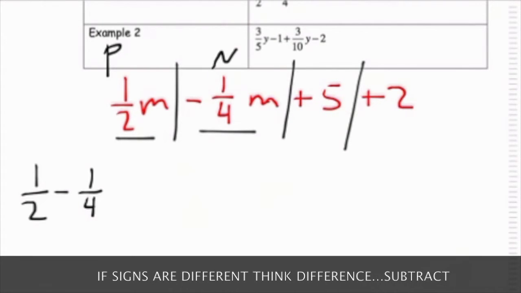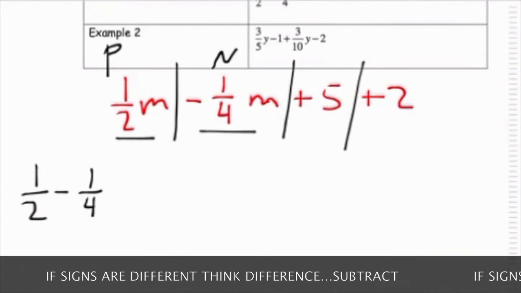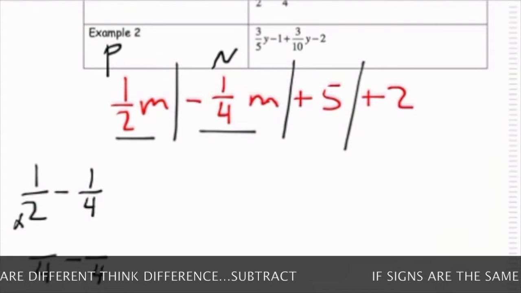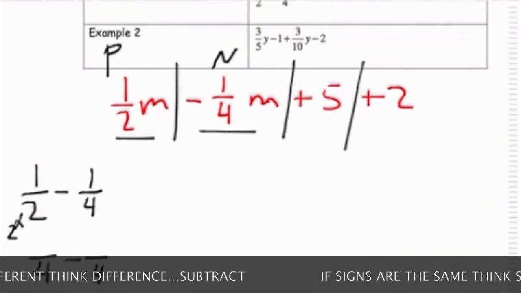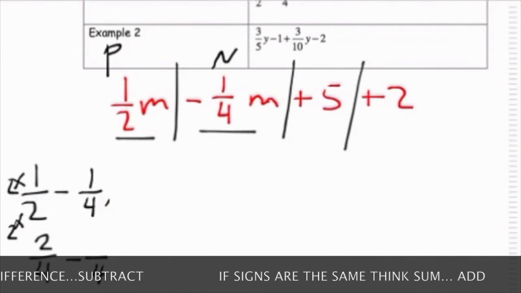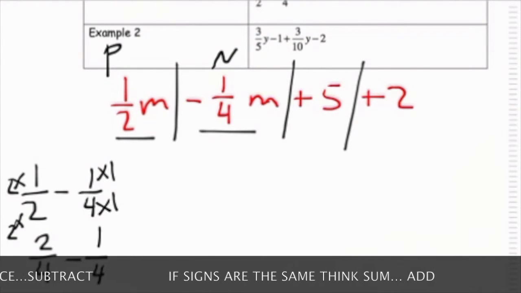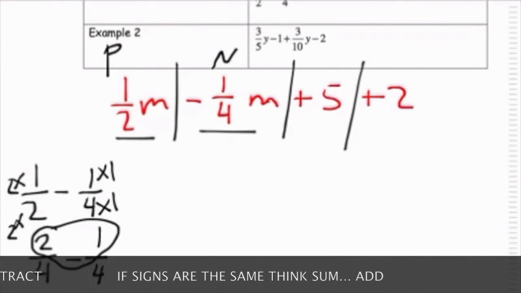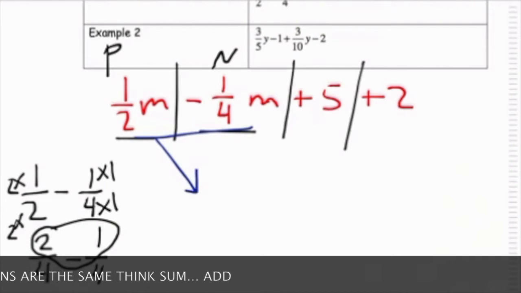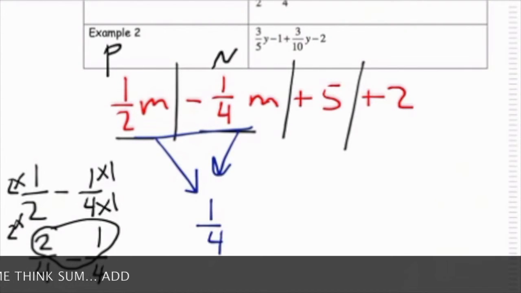Just to go a little bit faster, their LCM is 4. So it's times 2, times 2, so it's 2 over 4, minus 1 over 4, and 2 minus 1 is 1. So my answer is 1 over 4m. Now I'm going to combine these two.